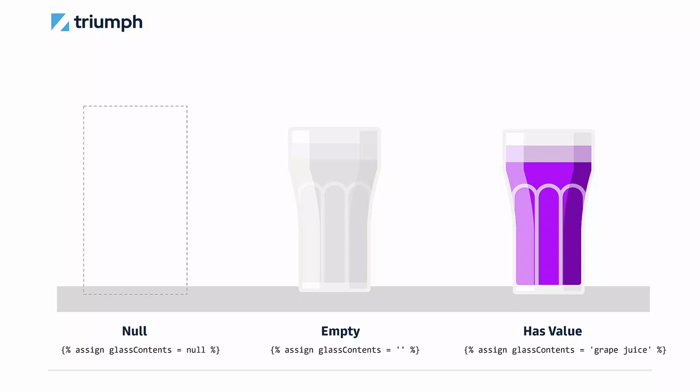So null is oftentimes confusing. What's the difference between null and empty? Well, null is a cup that doesn't even exist. We have a counter, we have a variable, but there's nothing on it.